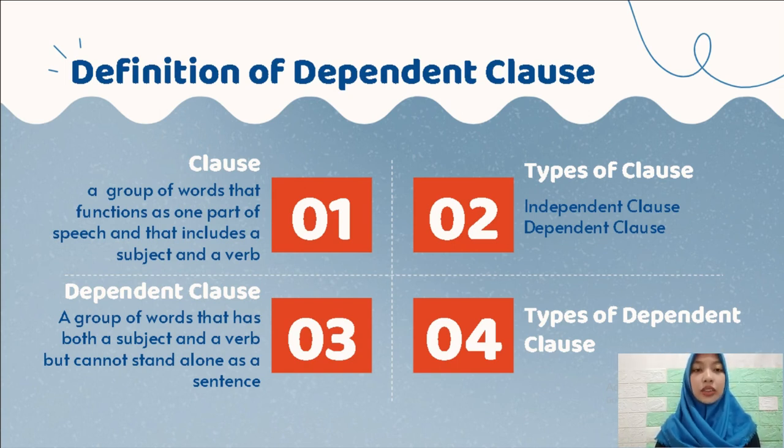The combination of independent clause with dependent clause produces a complex sentence. The dependent clause must be combined with independent clause to make them have a reasonable and understandable meaning. So what are the types of dependent clause? The types of dependent clause will be explained by my friend on the next slide.